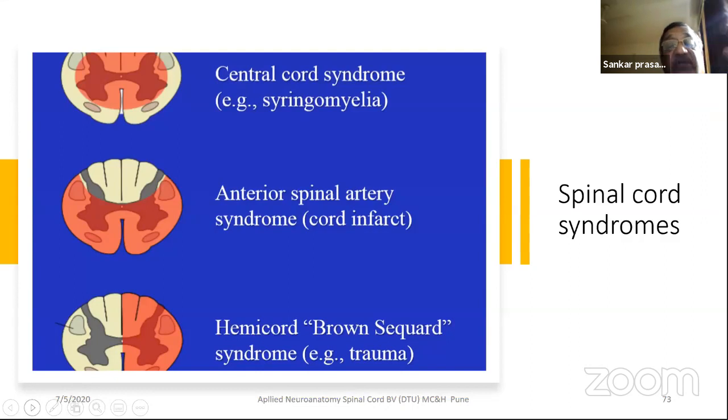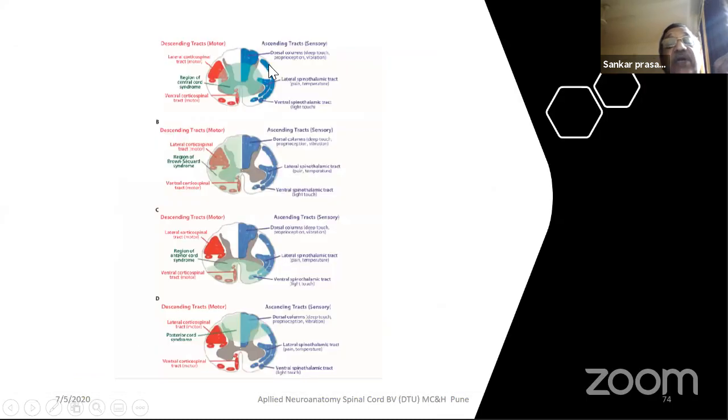The spinal cord syndromes. Now, this is the central cord syndrome. This is the anterior spinal artery and the hemicord. These are the main ones. I'll show you another diagram which is much more elaborate. You can see the central cord syndrome, which gives rise to dissociated anesthesia. Here, the motor manifestations are late, but the bladder and bowel disturbances are early. That is the characteristic of intramedullary distribution.